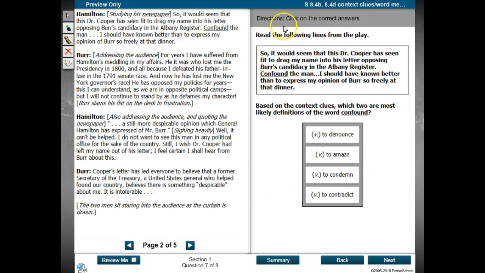So which 2 words are most likely what confound means? Confound the man! I should have known better than to express my opinion. Denounce him, amaze him, condemn him, or contradict him. Hopefully you can see that amaze is probably not the right denotation. You need something negative. So denounce, condemn, or contradict, you're going to pick 2. So for question 7, you need to pick 2.